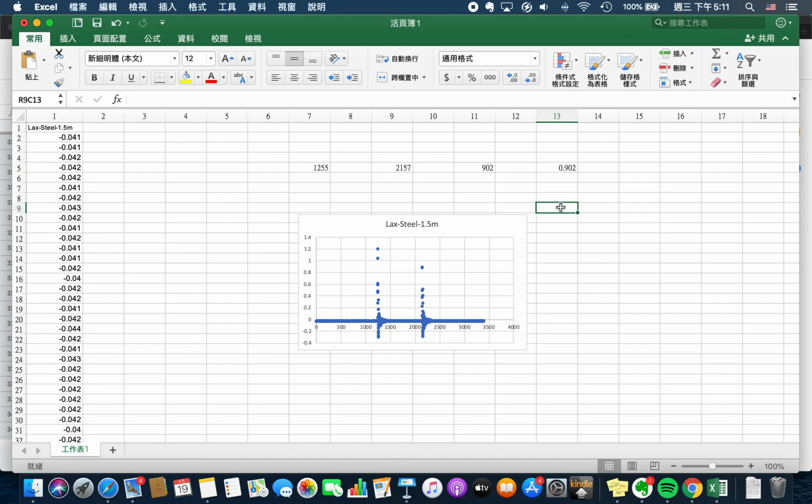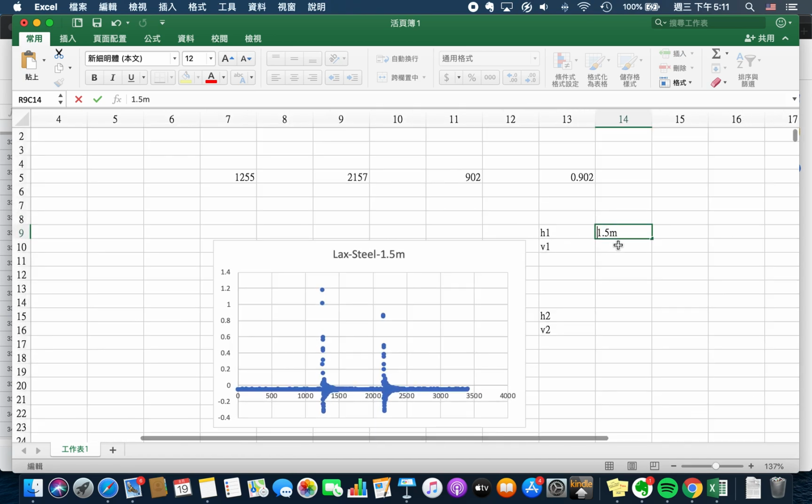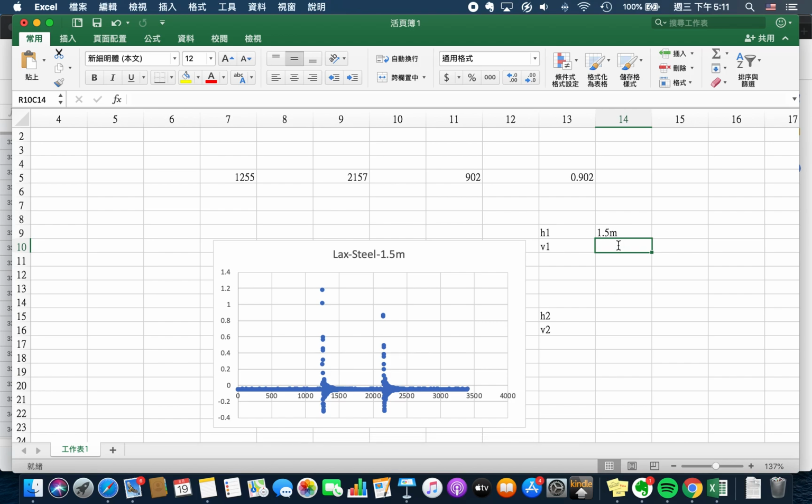So if you remember, we need H1, V1, and H2, V2, right? So H1 depends on the situation. It's lacrosse dropped from 1.5 meters. So H1 is easy, 1.5 meters. And how about V1? We know that's the square root of 2 times 9.8 times 1.5, right? Okay, and then H2 and V2 we have to figure out with the time here, 0.902.